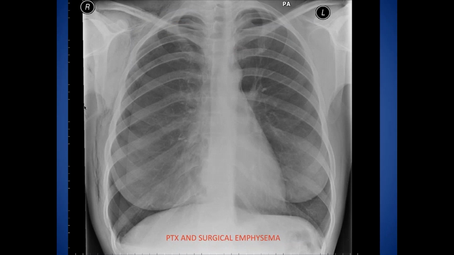Here is an obvious pneumothorax with an obvious lung edge and surgical emphysema.